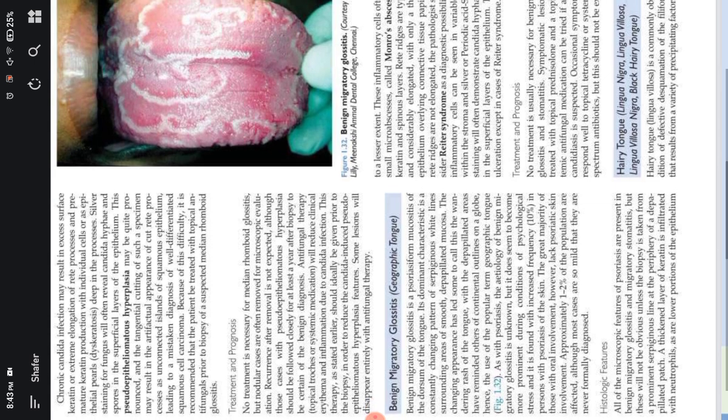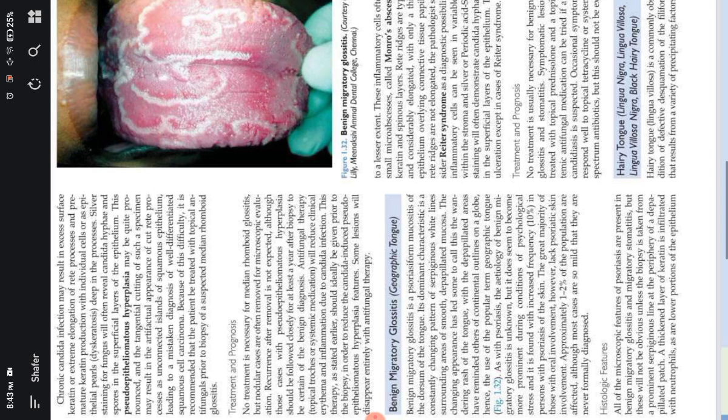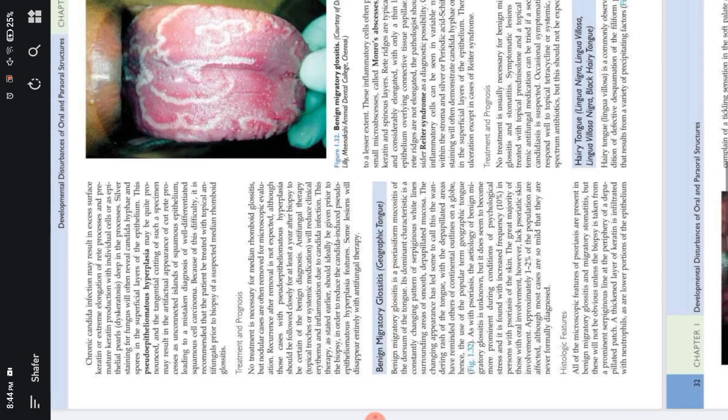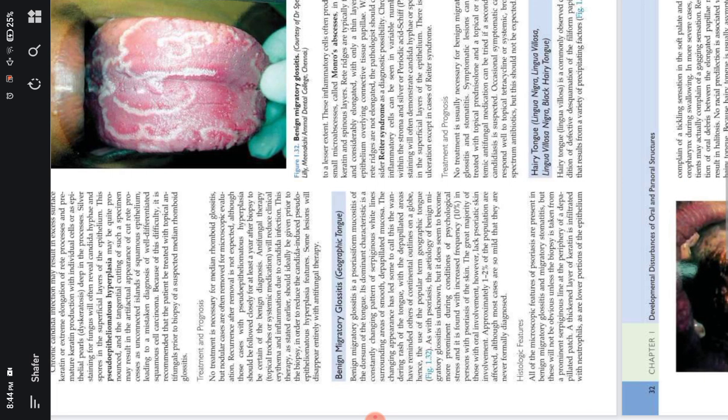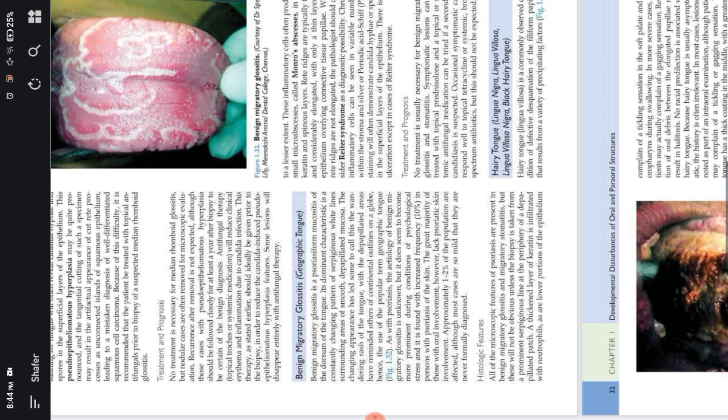Also, these serpiginous white lines change their pattern. They are not like this always. So that's why this disease is also referred to as wandering rash of the tongue, with the depapillated areas suggesting the outlines on a globe. So the popular term, geographic tongue, comes from here.